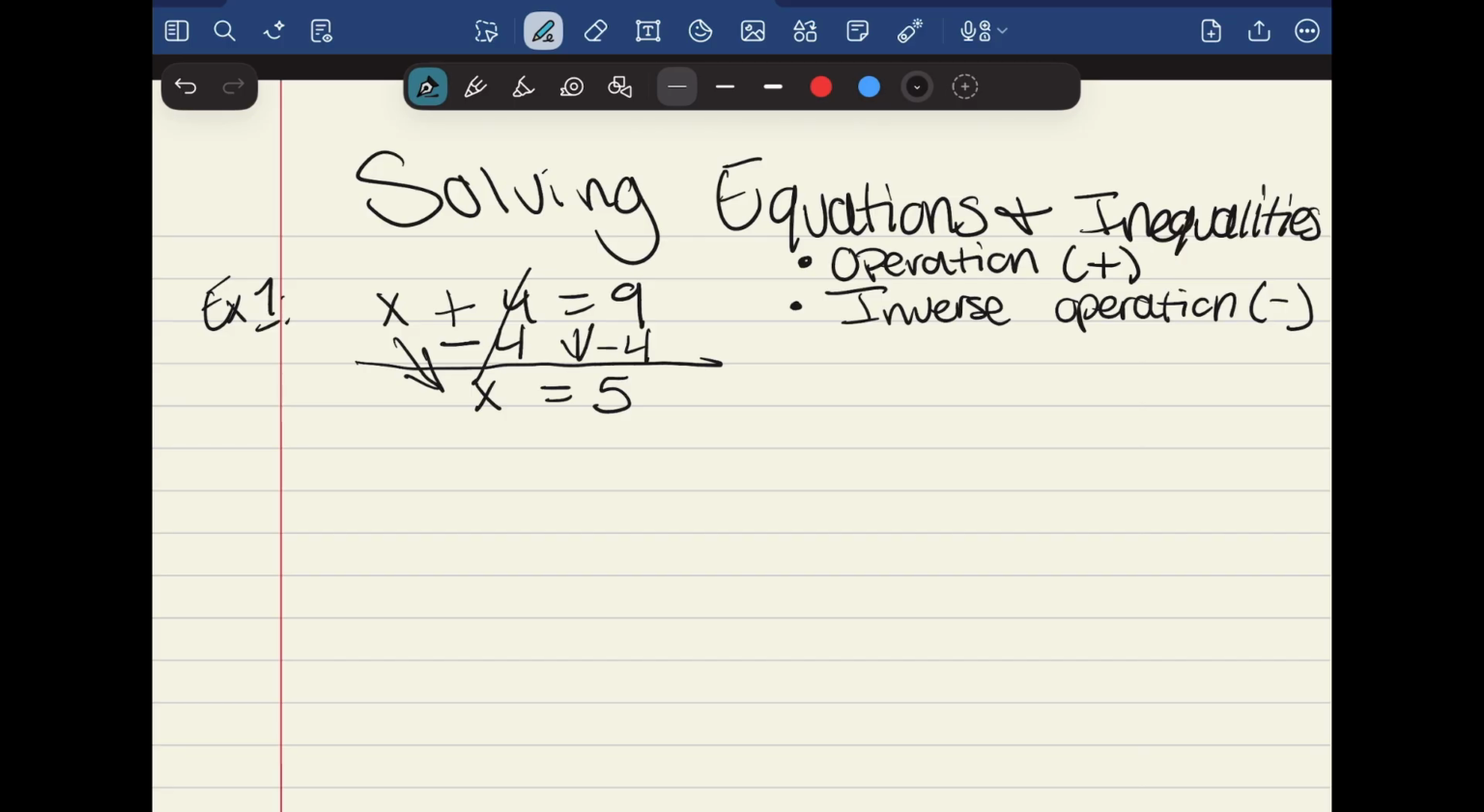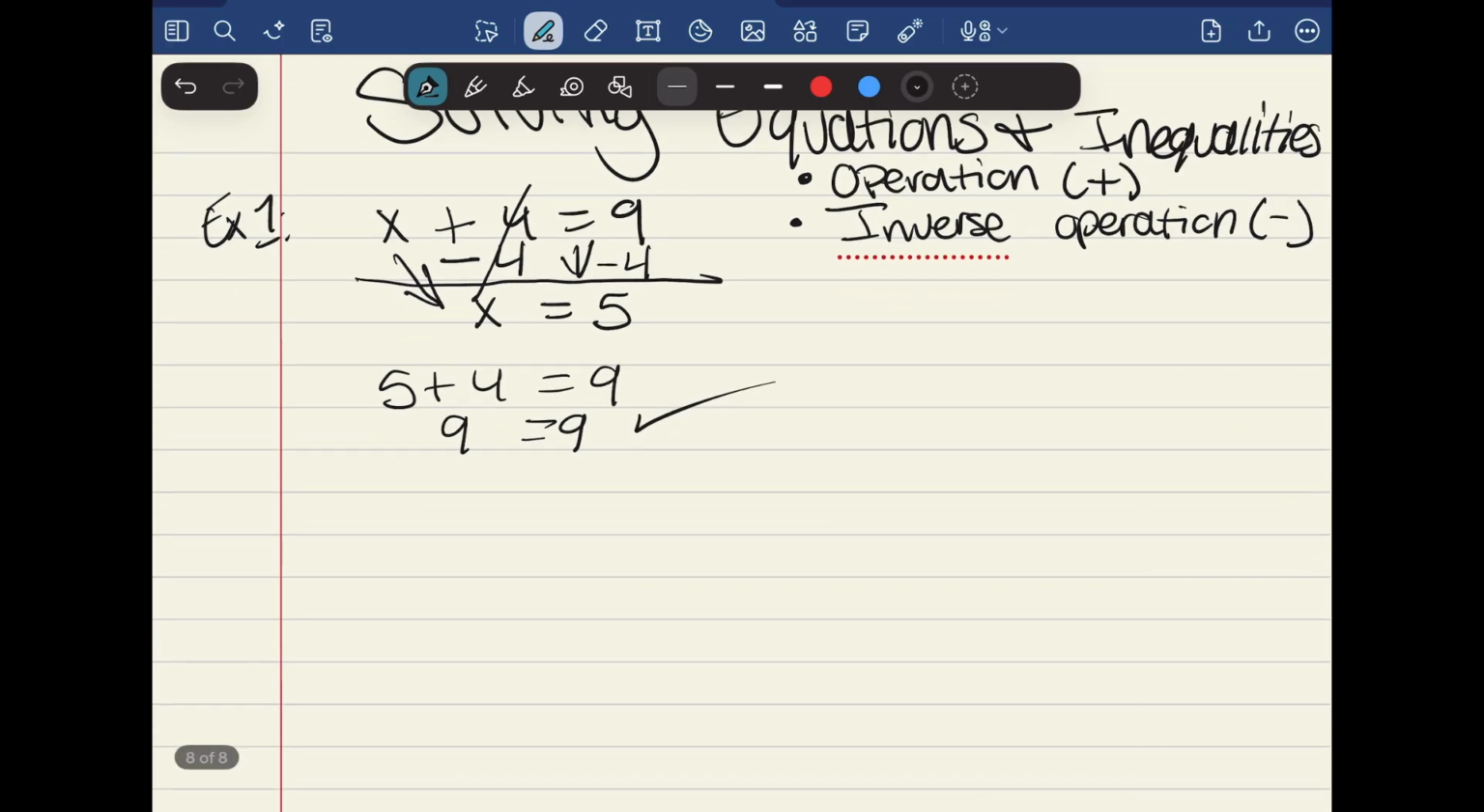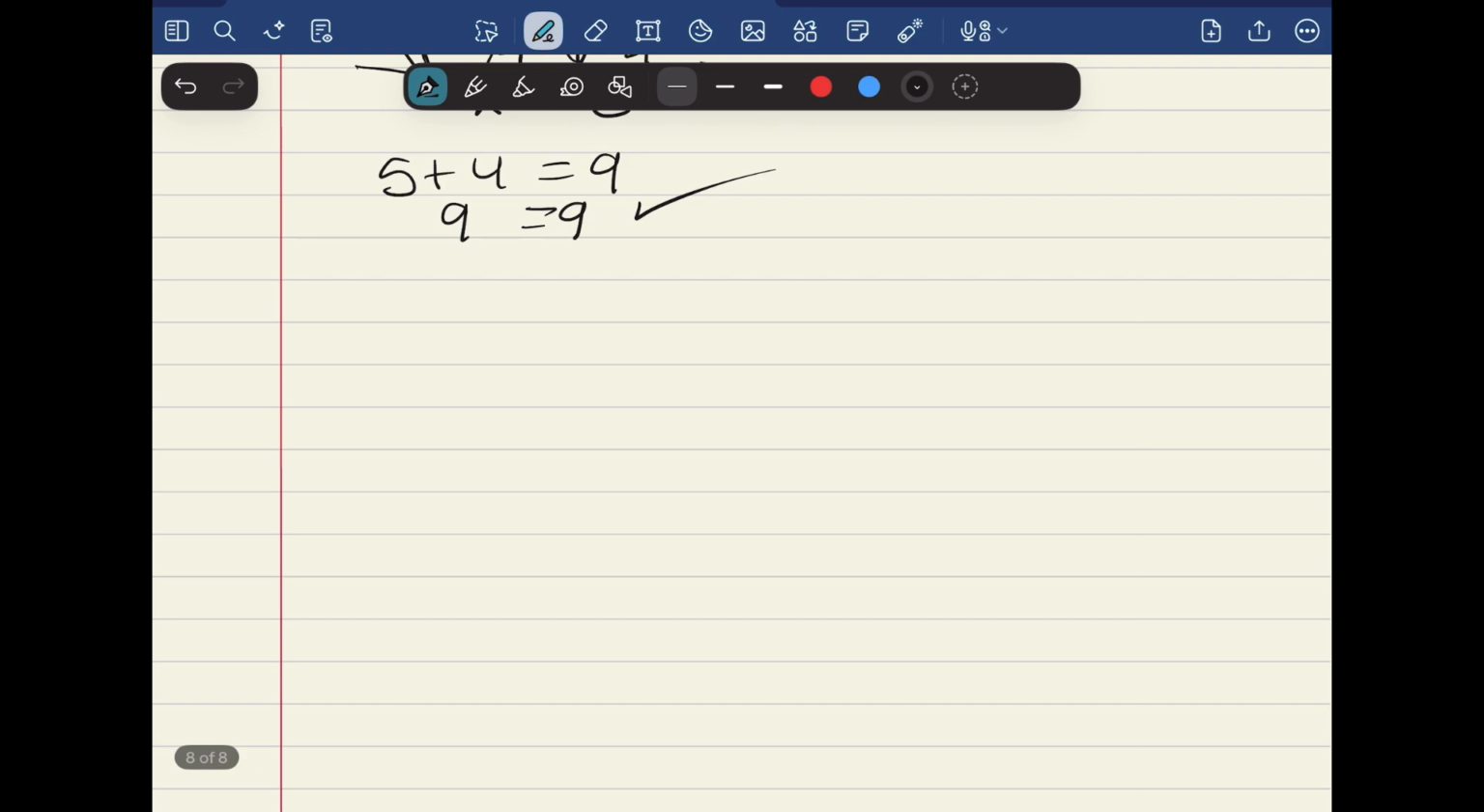That's it. Now, you can double check your work. If you are unsure if your variable is actually 5, or if you solved correctly, plug that back in. Anytime you see x, you're going to switch it out to 5 on this specific equation. So I'm going to rewrite my equation using 5. It's going to be 5 plus 4 equals 9. Do these two match up? Yes, they do. So you are correct with that. Cool. Moving on.